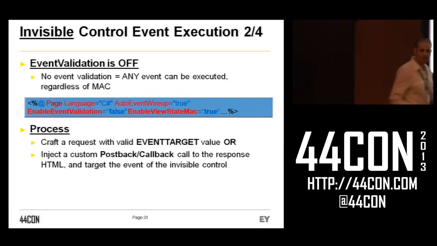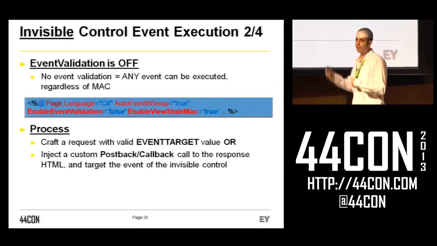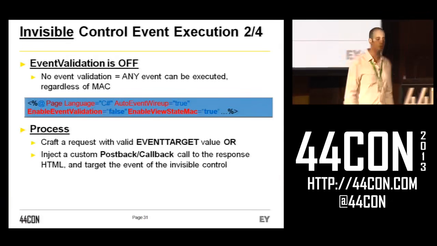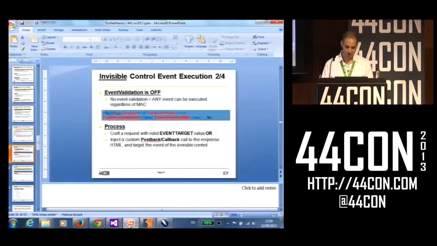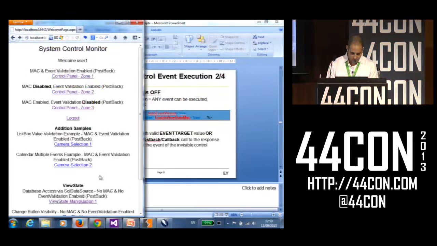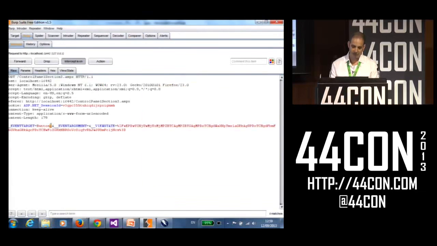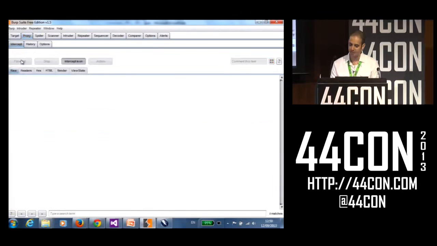So even if the MAC is on and there's security features and there's privilege validation and whatever, if the event validation feature is turned off, I can do what I'm going to do right now. If I have a page, like page 3 in our sample application, that has the event validation turned off, simply by intercepting the request and changing the name of the button or the control in the event target to a control that I can't see, in this case button 2, I'll be able to execute the event. It's as simple as that.